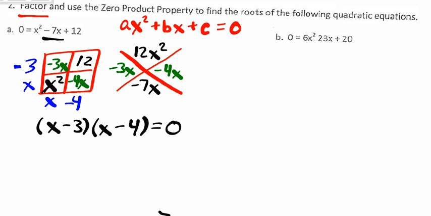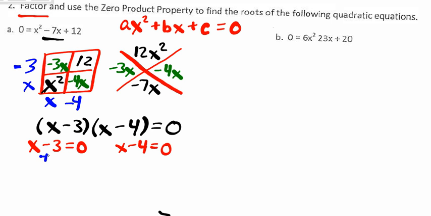Now we have to use the zero product property to find the roots. So we're going to do x minus 3 equals 0 and x minus 4 equals 0. The zero product property is very simple. It just states that anything times 0 is 0. Therefore, if x minus 3 is 0, when multiplied by the other parentheses, we get 0. The same goes for if x minus 4 is equal to 0. If we multiply it by the other parentheses, we're going to get 0, since anything times 0 is 0.